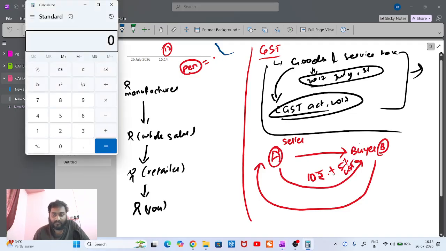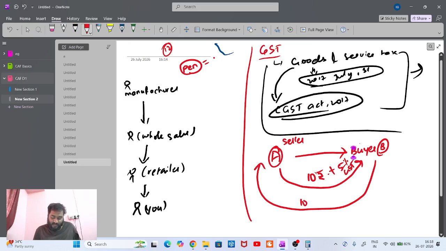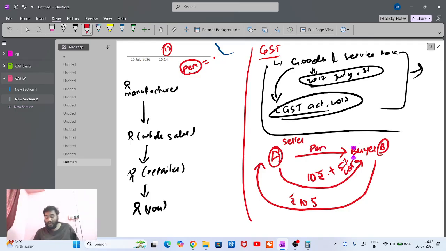10 rupees plus 5% is 10.5. So you have to pay 10.5 rupees for receiving goods worth 10, right? What does the seller do? He pays this to the government. How much does he pay? He pays 0.5 rupees. Did you understand the transaction?